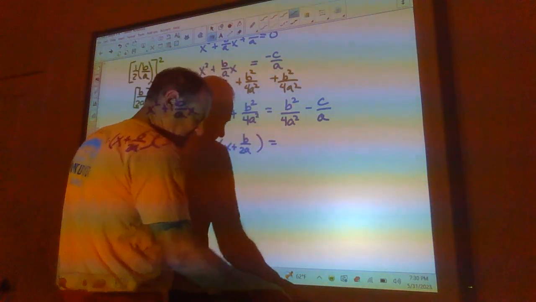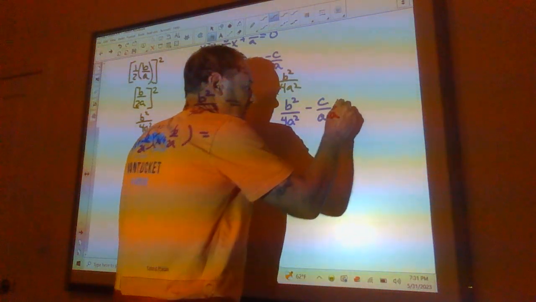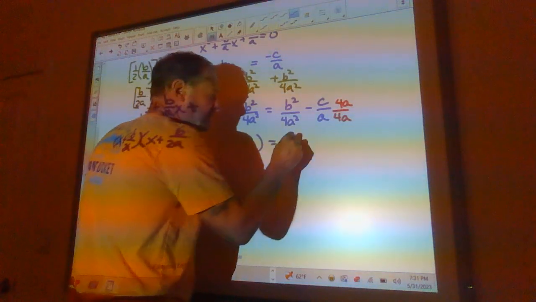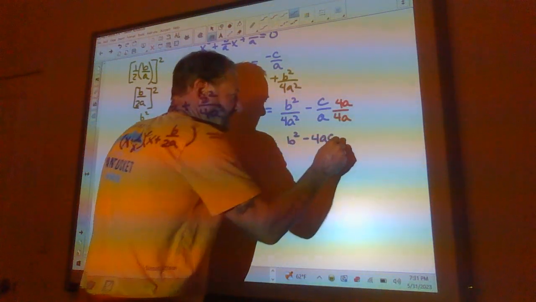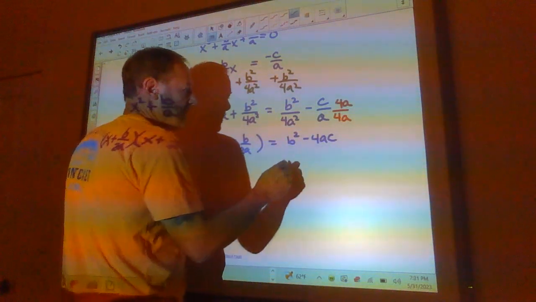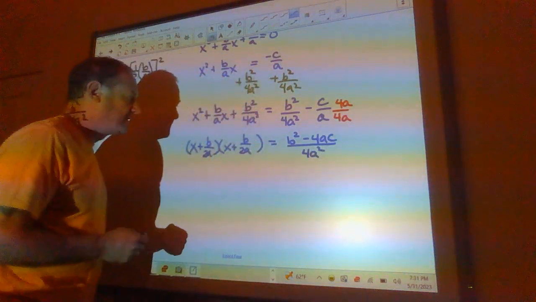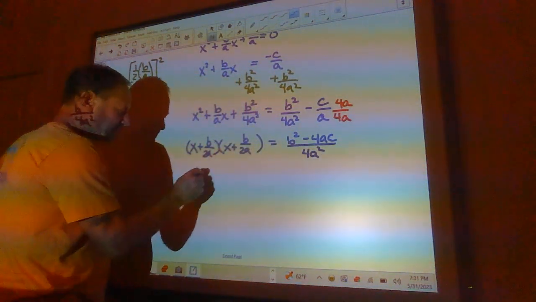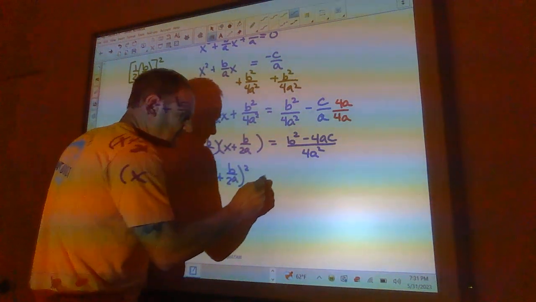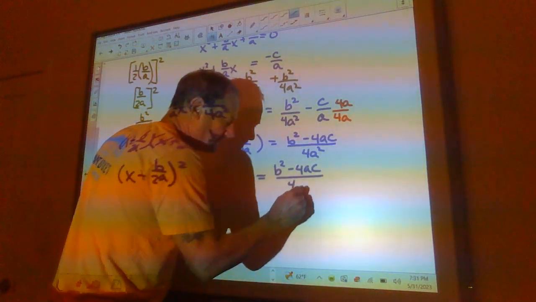And over here we're going to get a common denominator, so we're going to multiply this by 4a over 4a. Okay, so I'm going to get b squared minus 4ac. Yeah, b squared minus 4ac all over 4a squared. And then I'm going to rewrite this like this. Don't do anything over here on this step.